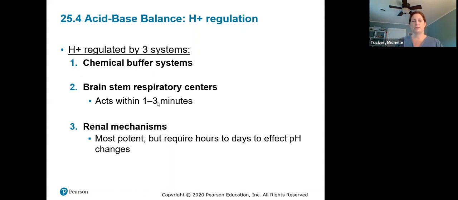When we get to respiration, when we breathe out CO2, CO2 acts as an acid, so in effect, we are getting rid of an acidic product. With renal mechanisms, we have the ability to actually secrete hydrogen ions into the urine, as well as generate new bicarbonate, so we have what's called an alkaline reserve. So we'll start with chemical buffer systems.